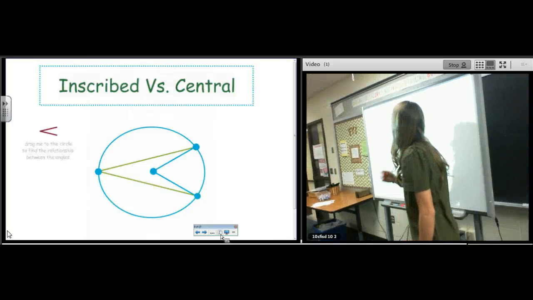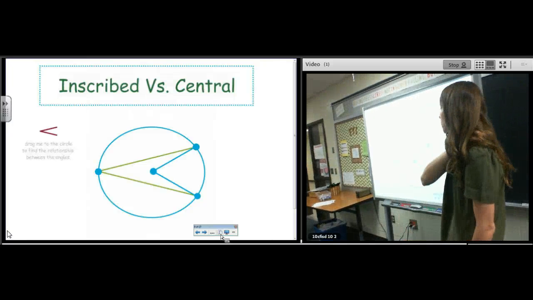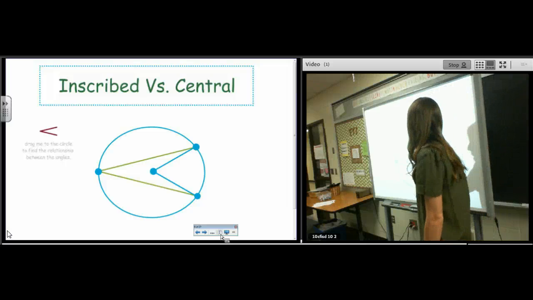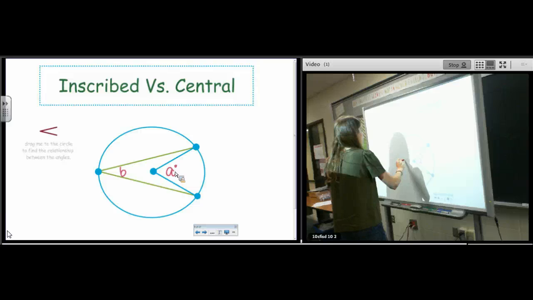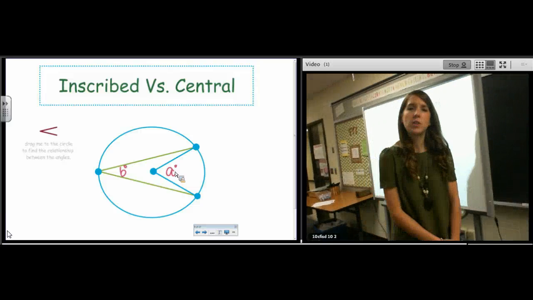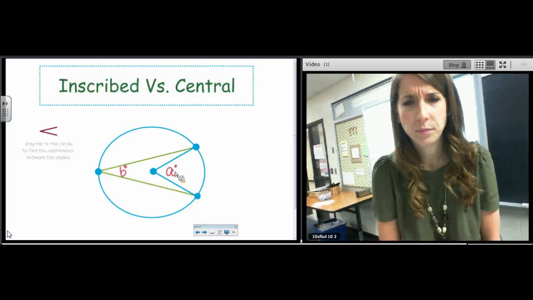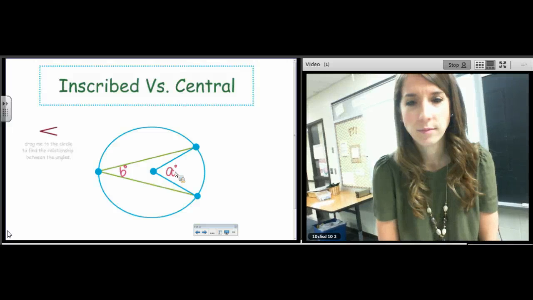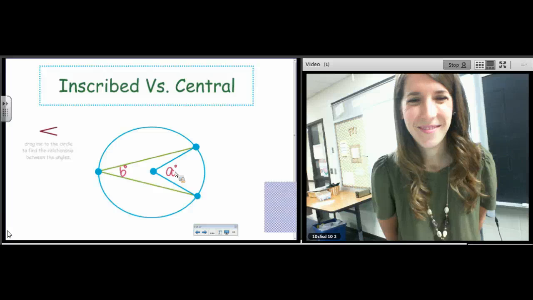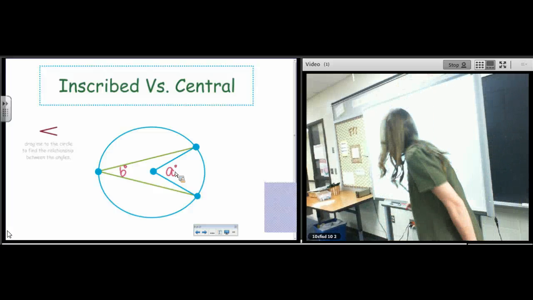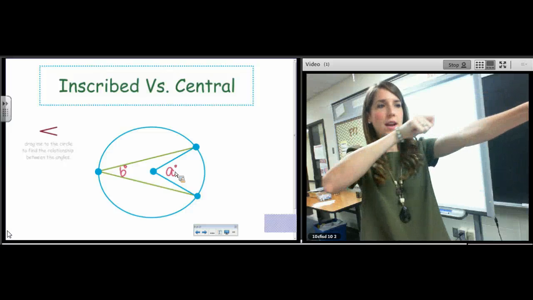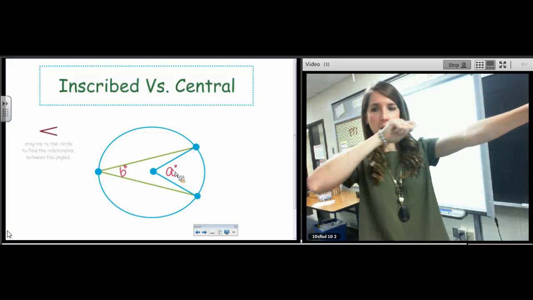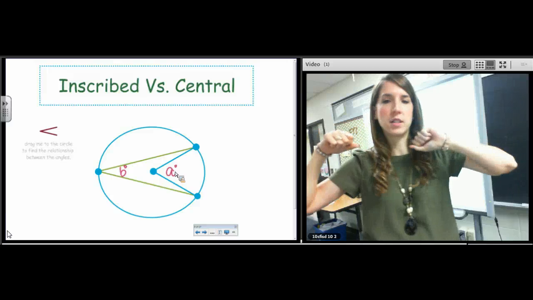So now we're going to look at what the difference is between a central angle, angle A, and an inscribed angle, angle B. Which one do you think is smaller? Okay, so think of it as a bow and arrow. As you're pulling that away and away and away, your angle gets smaller and smaller and smaller.